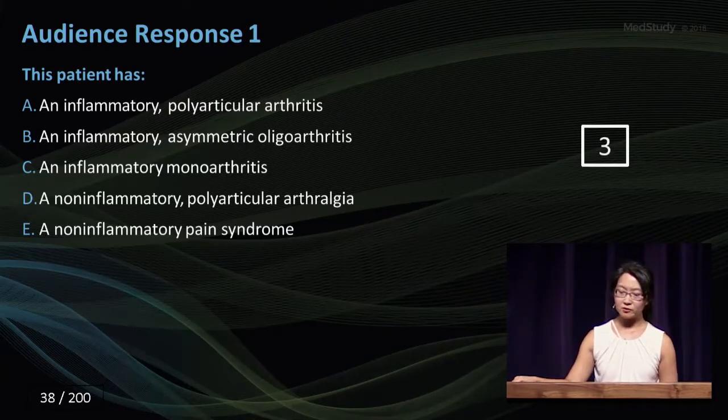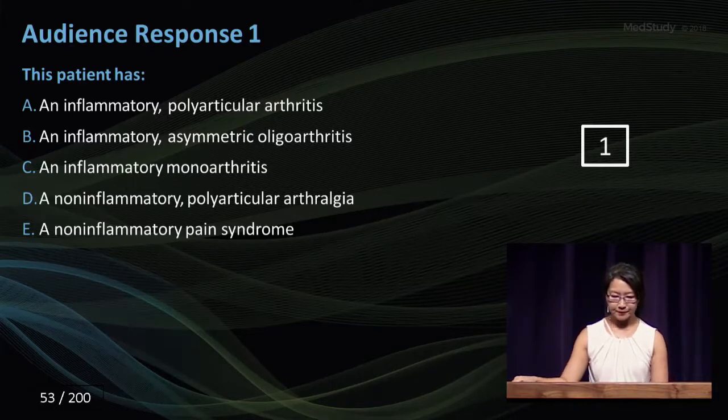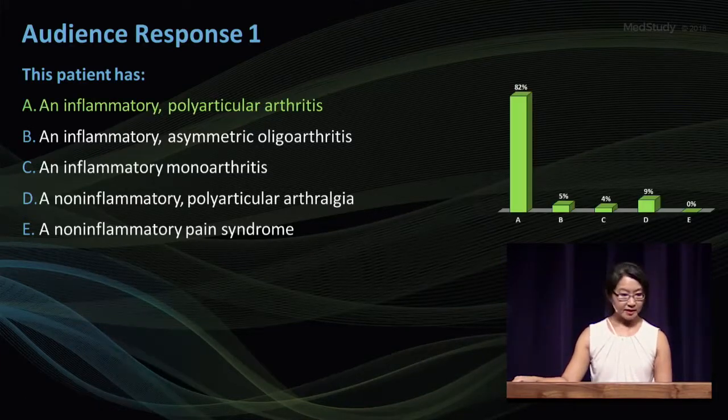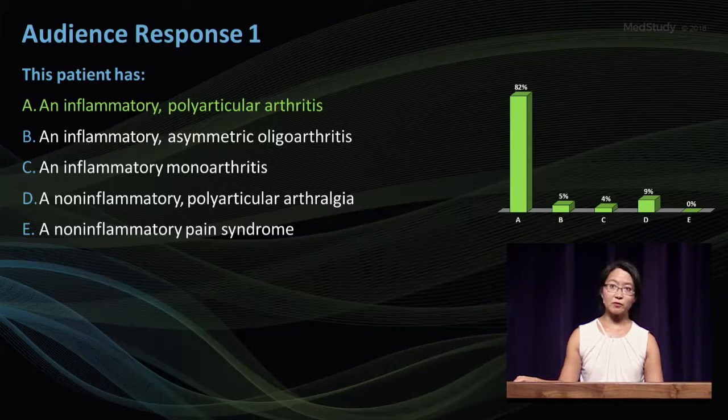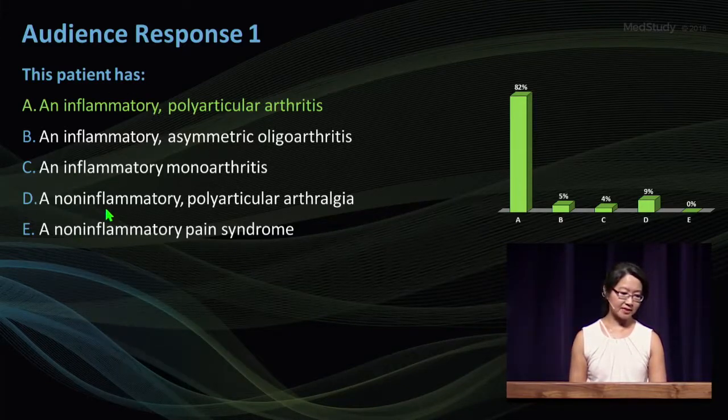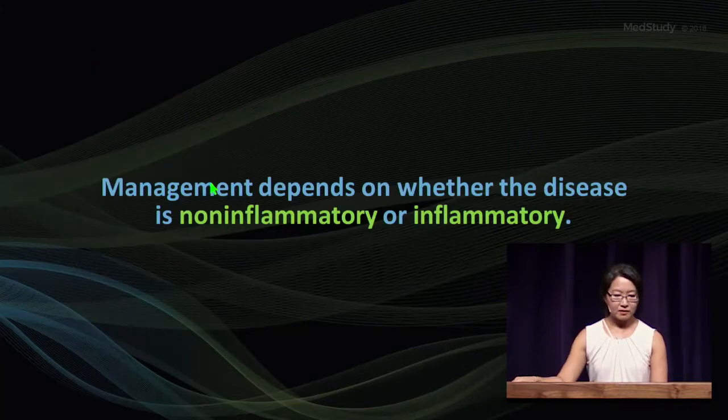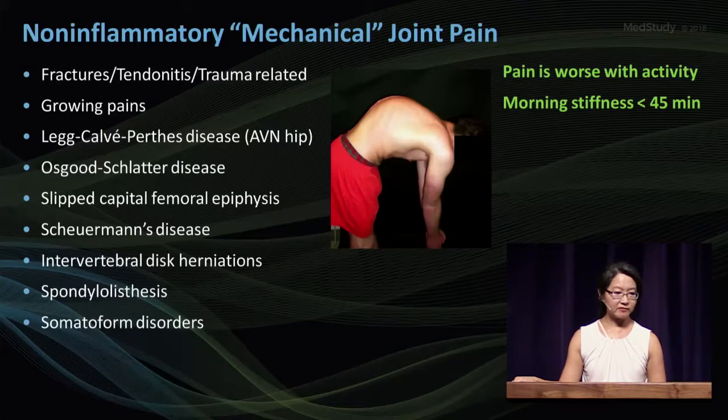So if you enter in your response, and that is correct. This patient has an inflammatory polyarticular arthritis and it's symmetrical. It affects her PIP joints, MCP joints. She has morning stiffness that improves with activity. These other answers are incorrect because she definitely has an inflammatory, not a non-inflammatory, symmetrical because both hands are involved, multiple joints. So management of the disease depends on whether or not the joint is inflammatory or non-inflammatory.